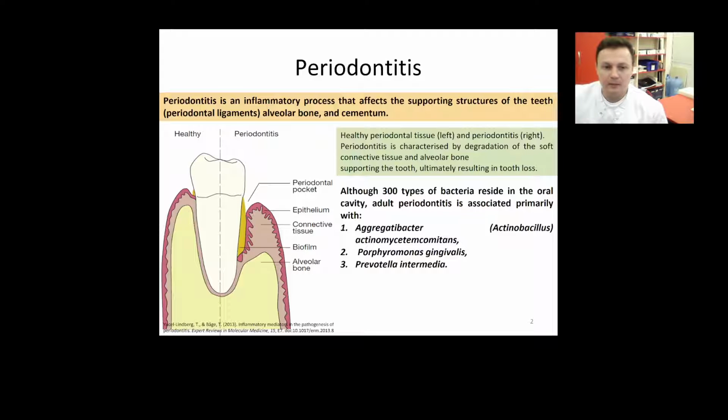bone, and cementum. Periodontitis can lead to serious sequelae, including complete destruction of the periodontal ligament, which is responsible for attachment of the teeth to the alveolar bone, leading to loosening and eventual loss of the teeth. Periodontal disease is associated with a marked shift in the types and proportion of bacteria along the gingiva.